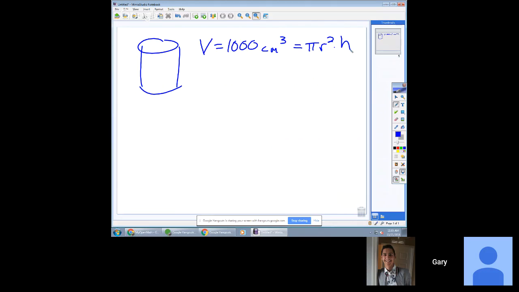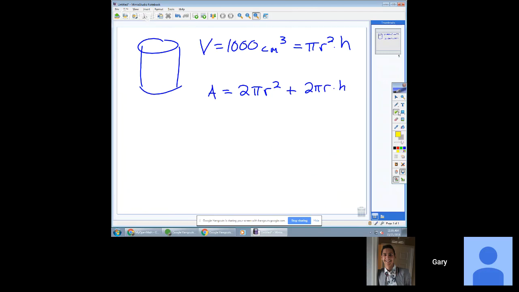The surface area, let's just call it S or A for area, is going to be a circle at the top and a circle at the bottom, so that's 2 pi r squared. And then when we unroll the label, we get a length times a width. The length ends up being the circumference, 2 pi r, times the height. So that's the surface area of a can, but we have too many variables.